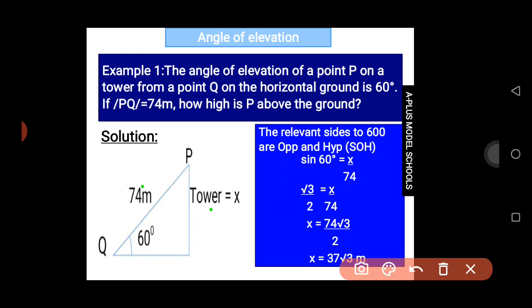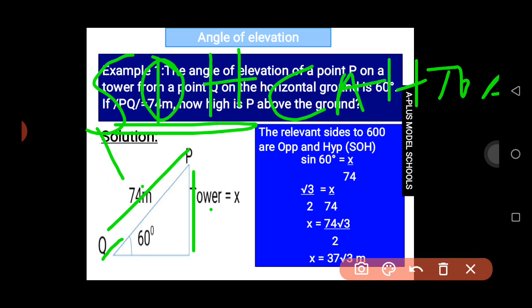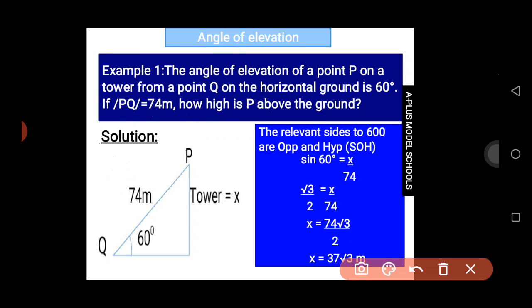So using the acronym SOHCAHTOA, which of the trig ratios have opposite and hypotenuse? That is sine, you can see. So I told you that sine is equal to opposite over hypotenuse, cos is equal to adjacent over hypotenuse, and tan is opposite over adjacent. So it means sine is the one having this trig ratio. Now, the relevant angle is 60 degrees.